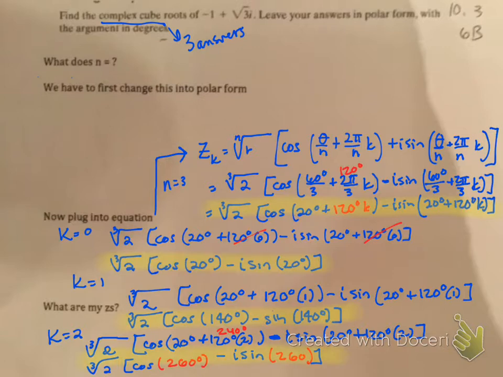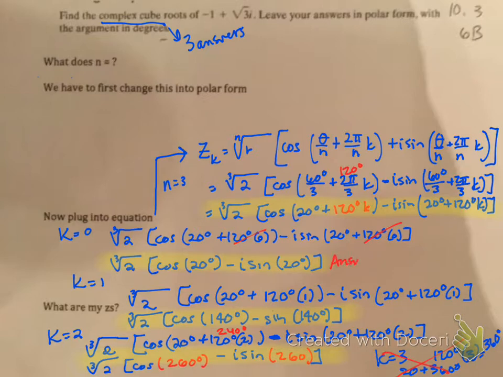Now listen, how do I know when to stop plugging in for k? If I let k equal 3, remember I'm taking 120 degrees and multiplying that by whatever k is. So if k is 3, I get 360. And remember, I have to add 20 to that. So 20 plus 360 exceeds the limit. The limit is 2 pi, which is 360. So going beyond that doesn't work. Okay, so I have my 3 answers.